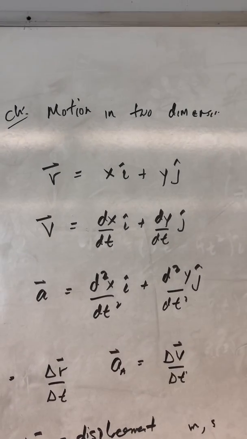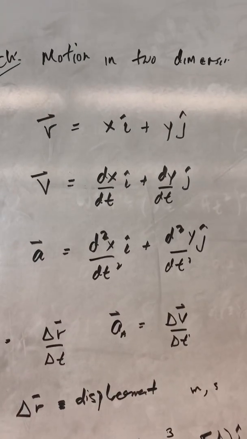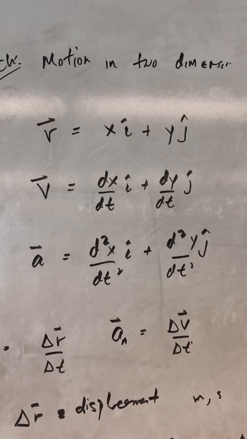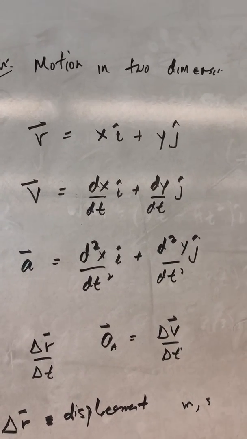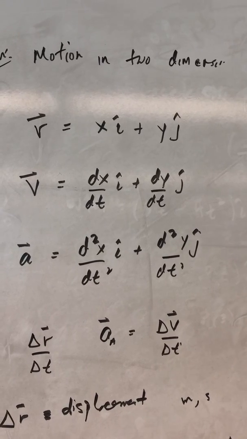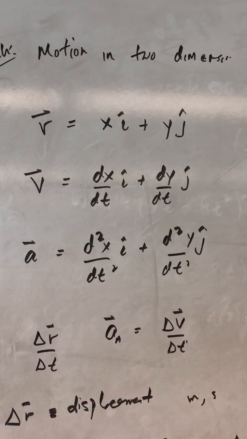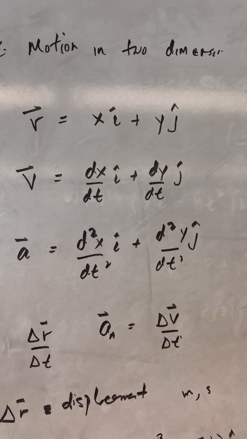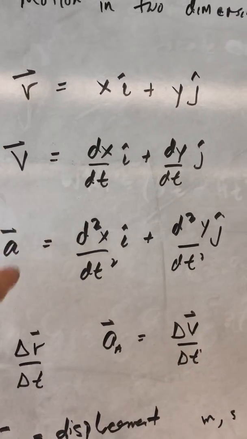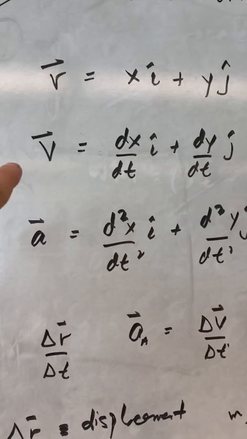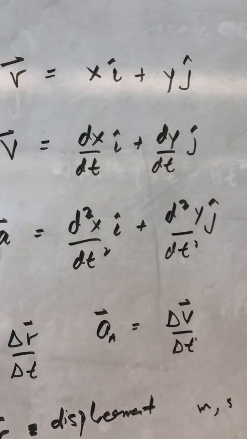So we have been working on motion in two dimensions. R, V, and A are all related in this manner. R is x i hat plus y j hat. Those are functions of time. So the instantaneous velocity and acceleration come out in a very straightforward way by taking the first derivative and the second derivative respectively. Notice you can also take dV/dt to get A. The first derivative of V will give you A, which is the second derivative of R.